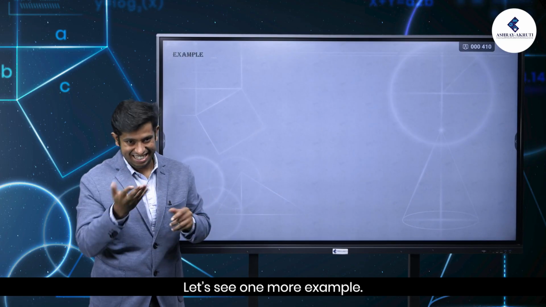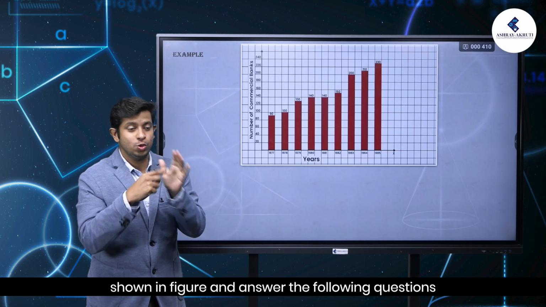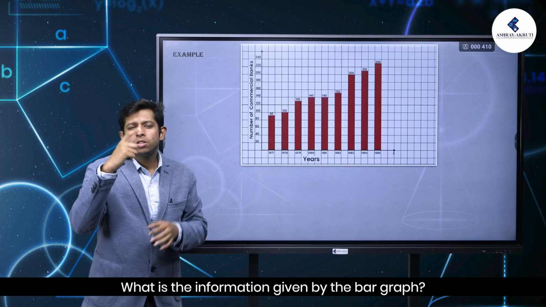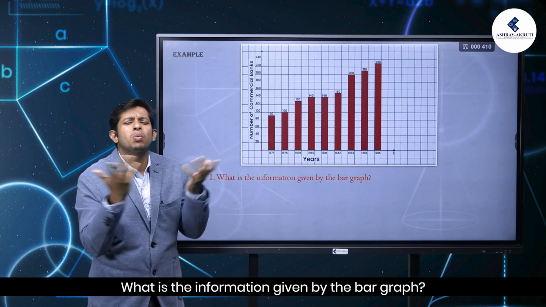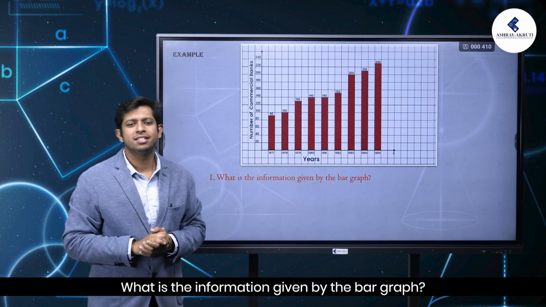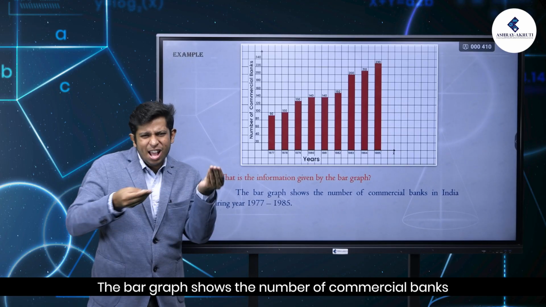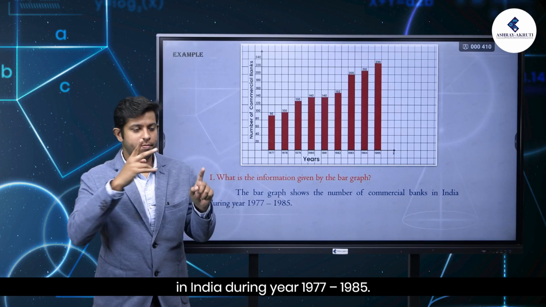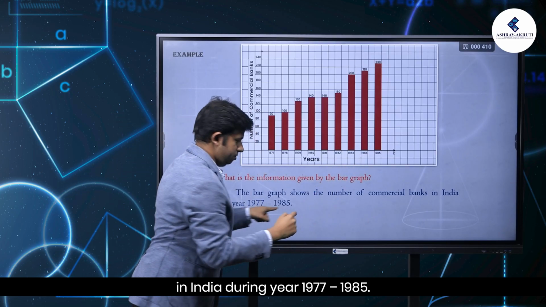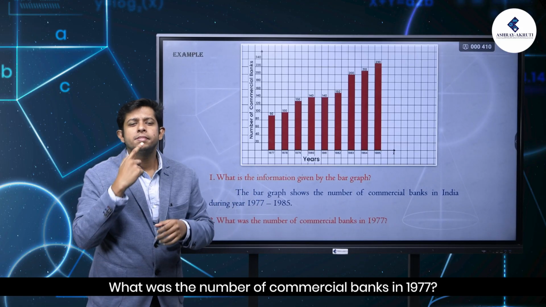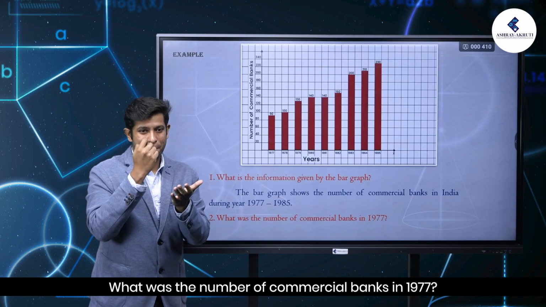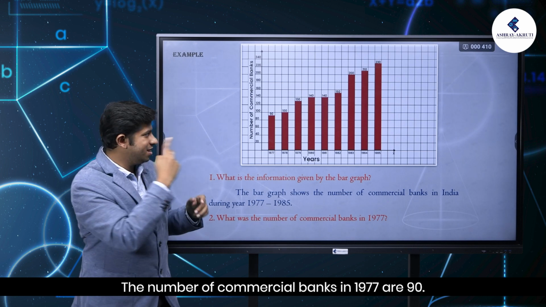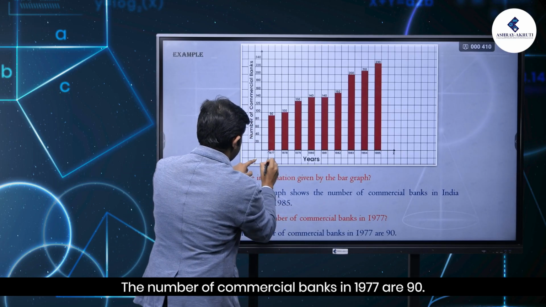Let's see one more example. Read the bar graph shown in the figure and answer the following questions. What is the information given by the bar graph? The bar graph shows the number of commercial banks in India during the year 1977 to 1985. What was the number of commercial banks in 1977? The number of commercial banks in 1977 are 90.